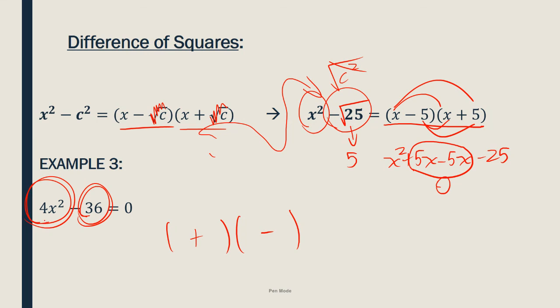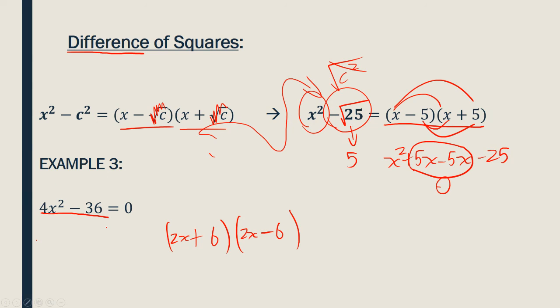Okay, so the square root of 4x squared: the square root of 4 is 2, the square root of x squared is x, and the square root of 36 is 6. So when I have 4x squared minus 36, that's why this is called the difference of squares. I have two perfect squares here. So if I have a difference of two perfect squares, I get 2x plus 6 times 2x minus 6. And that trick is only helpful if I have a difference of squares.